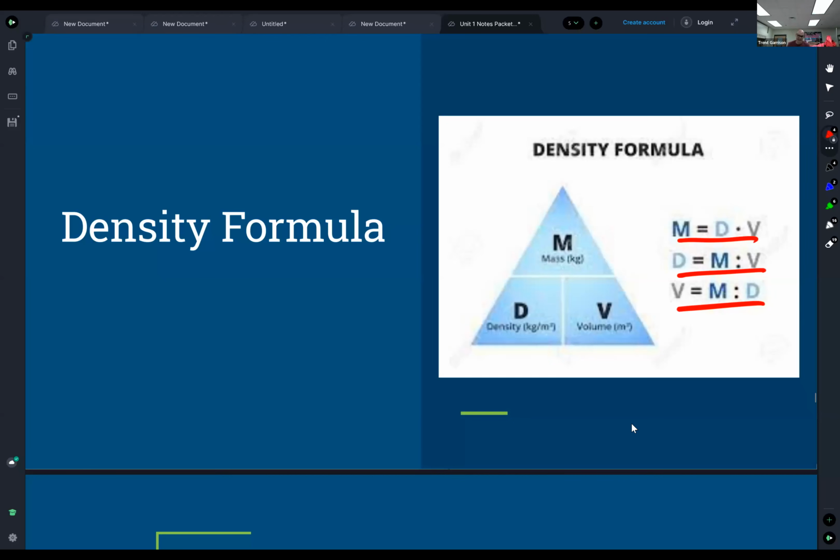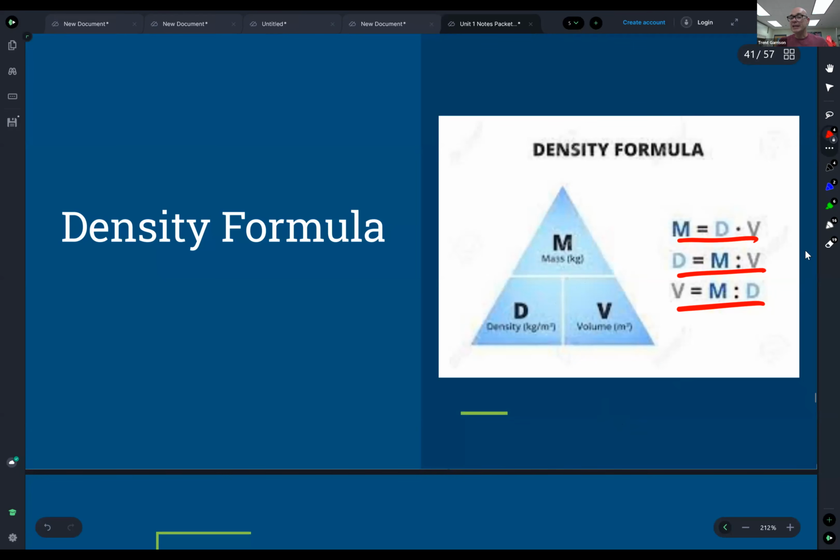Share my screen about what I was just working on there. So in this problem, that is your density triangle. Mass divided by density equals volume, or mass divided by volume equals density. And if I wanted to calculate what is the mass, I would simply multiply D times V.